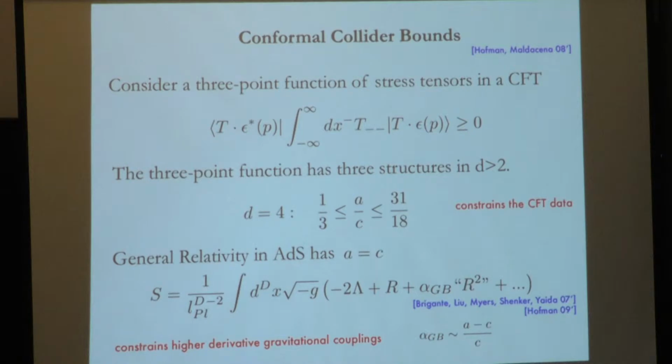We see a simple explanation. If you just start with R, you get a trace anomaly which vanishes. Yes. And that happens only when you balance. Thank you.